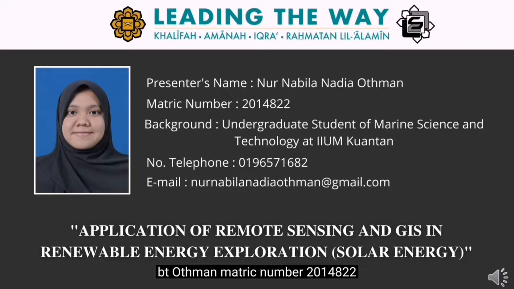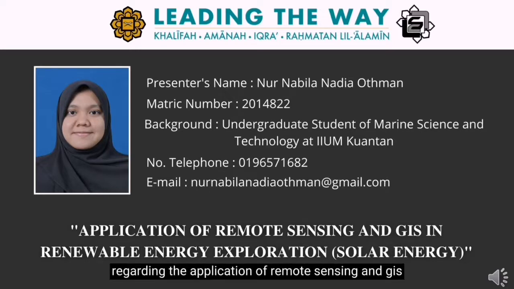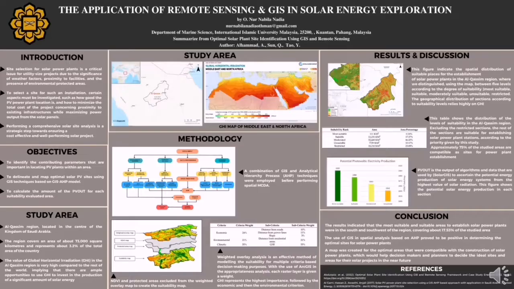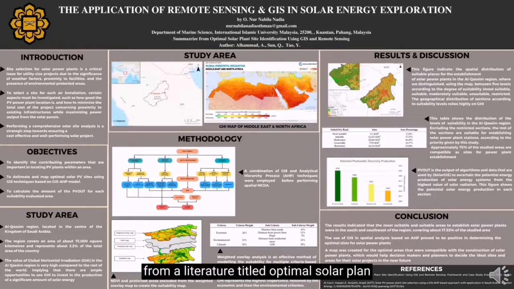Metric number 2014822, will present a case study regarding the application of remote sensing and GIS in renewable energy exploration, focusing on solar energy. This poster is a summarization from a literature titled Optimal Solar Plant Site Identification using GIS and remote sensing in Saudi Arabia.